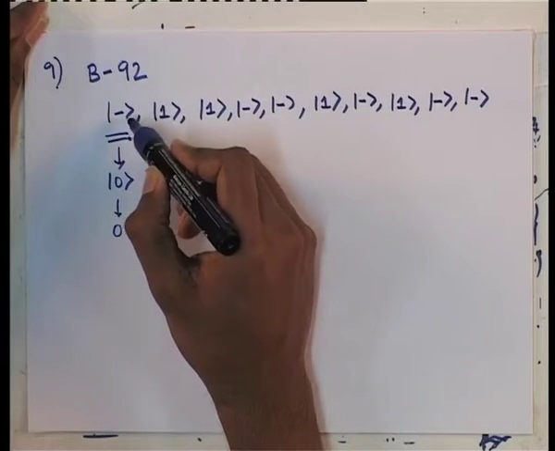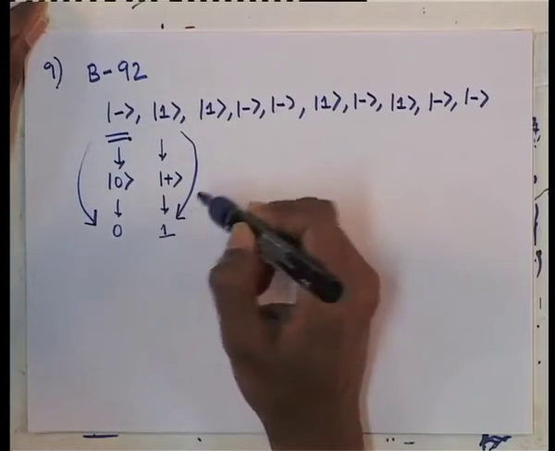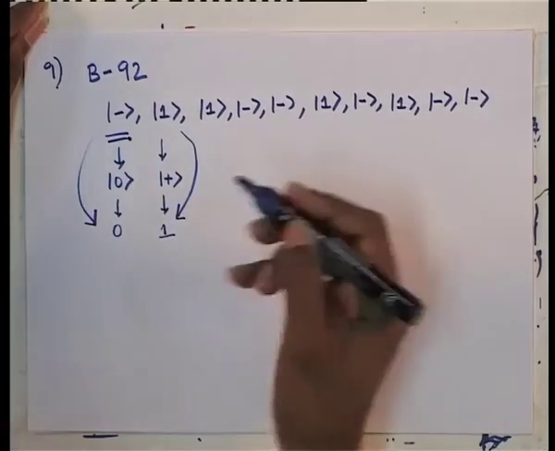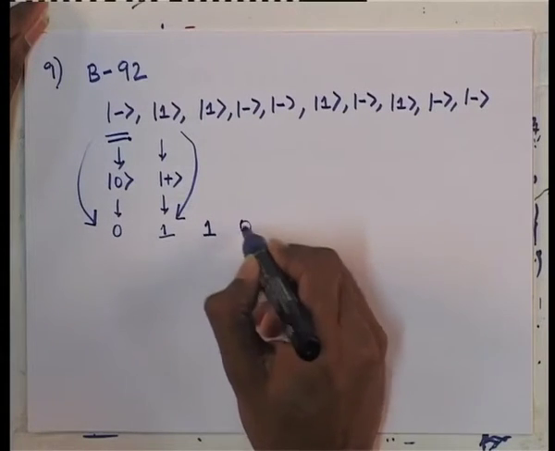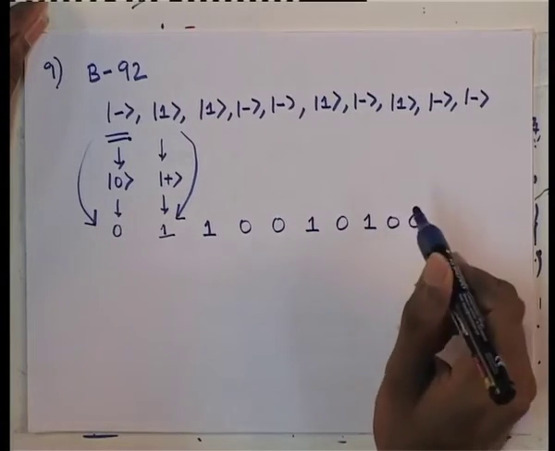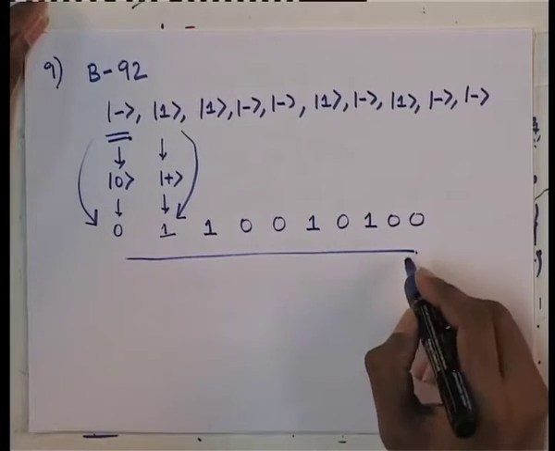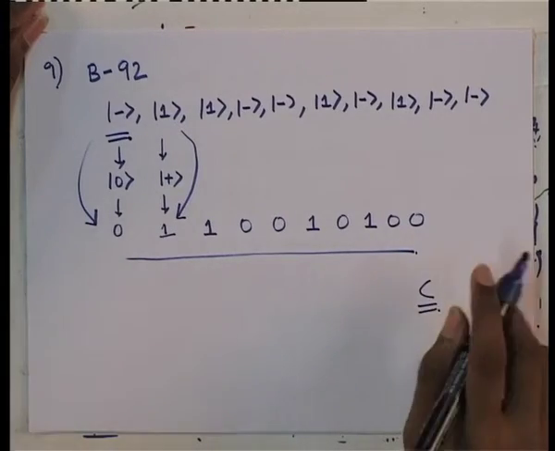So, qubit minus corresponds to bit 0 and qubit 1 corresponds to bit 1. Similarly, for every other qubit, if we write the encoded value, it is 1 0 0 1 0 1 0 0, which is same as option C. So, the correct answer is option C.